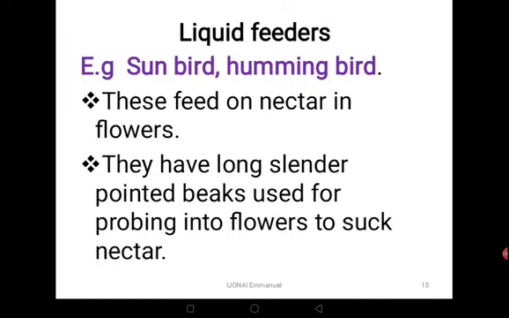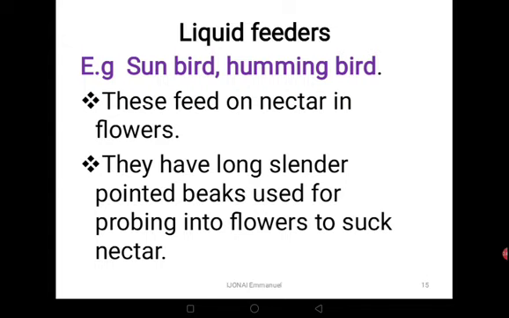Then we have liquid feeders. These ones feed on liquids or fluid food. The sunbird, the hummingbird, and so on. So we have these that feed on nectar in flowers. They have long, slender, pointed beaks used for probing into flowers to suck the nectar. Probably you must have seen these nectar feeding birds, the hummingbird and the sunbirds. They go into flowers and you see them flying around the flower and inserting their long beak. The beaks are usually very long like a pipe. And then they suck the nectar, and that's what they feed on.